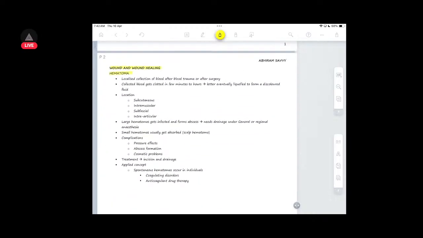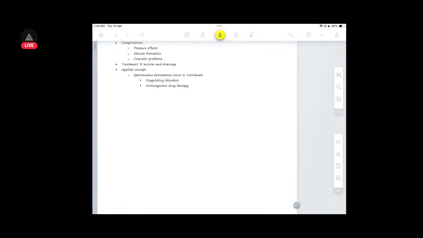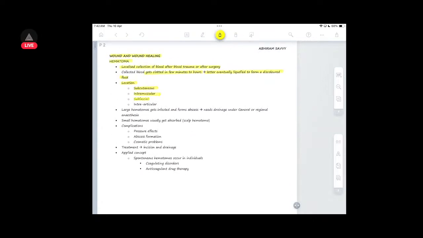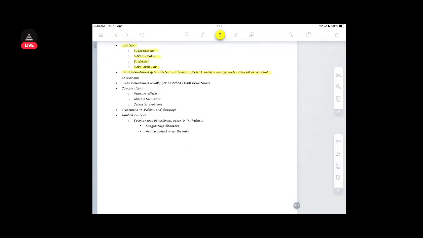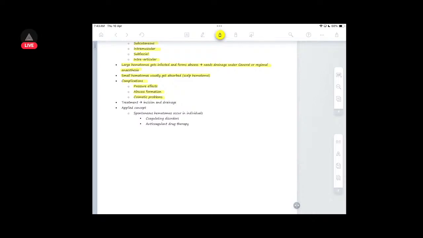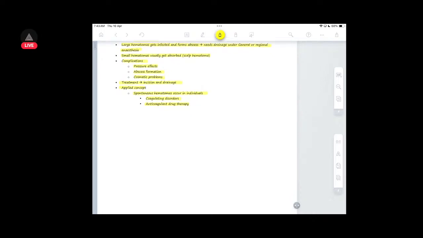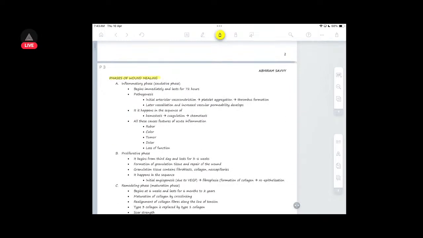So, okay, let's start out with hematoma. Hematoma is a localized collection of blood after blunt trauma or after surgery. The collected blood gets clotted in a few minutes or eventually liquefies to become a discolored fluid. Location: it can be subcutaneous, intramuscular, subfascial, and intra-articular. A large hematoma gets infected and forms an abscess, and needs drainage under general or regional anesthesia. A small hematoma usually gets absorbed. Complications: you have pressure effect, abscess formation, and cosmetic problems. Treatment is incision and drainage, and the concept is that spontaneous hematomas occur in individuals with coagulation disorders and anticoagulation drug therapy.